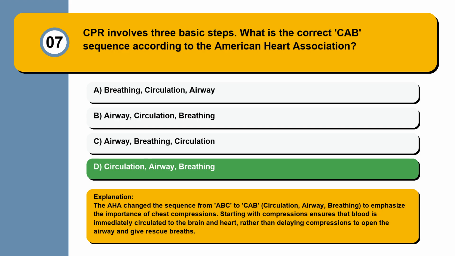The AHA changed the sequence from ABC to CAB, circulation, airway, breathing, to emphasize the importance of chest compressions. Starting with compressions ensures that blood is immediately circulated to the brain and heart, rather than delaying compressions to open the airway and give rescue breaths.